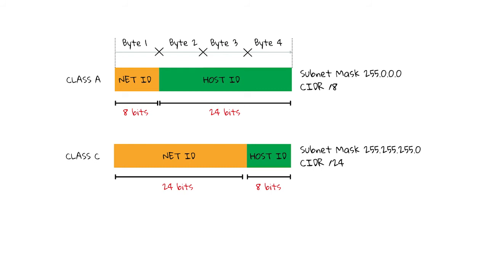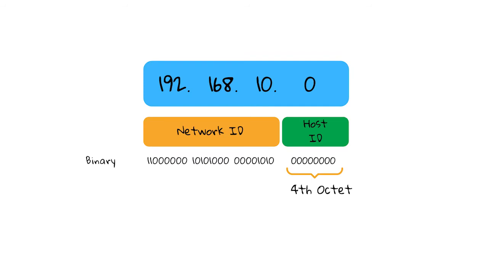A class C has a subnet mask of 255.255.255.0 and in slash notation that's a /24, and it uses the first 24 bits for the network address and the last 8 bits for the host address. So when we are subnetting a class C address, our focus is on the 4th octet because that is the octet that signifies the host ID. This means that we only have 8 bits for that host ID. It is from that host ID that we borrow bits to create our subnet.